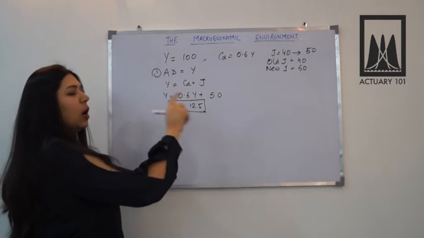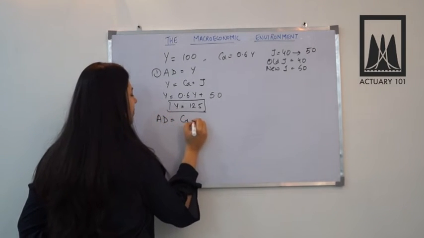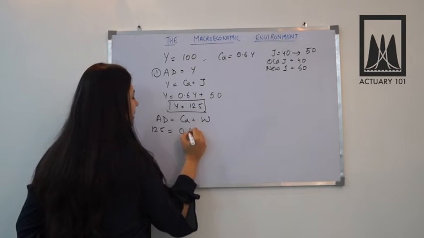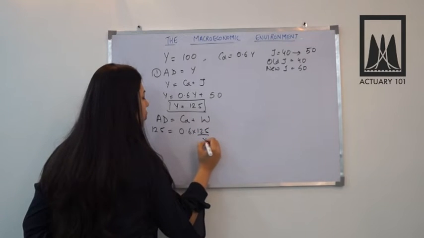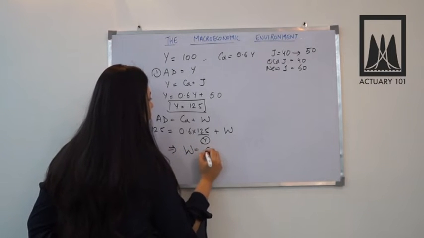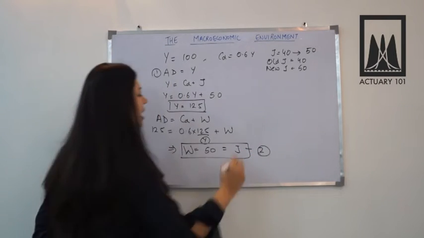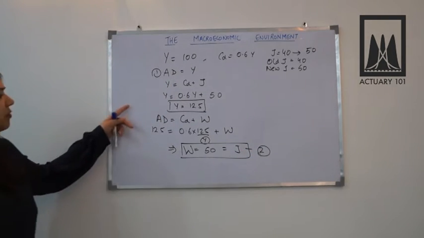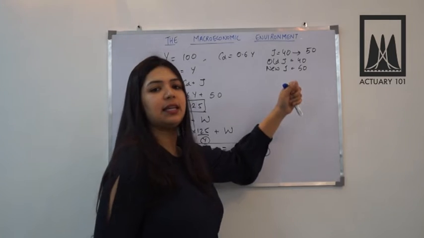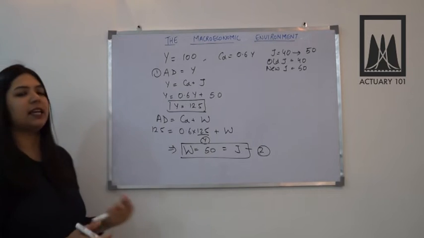Now let's see if this 125 satisfies the second equation. So AD is equal to CD plus W. Now we know AD is equal to 125, which is equal to 0.6 into 125, because Y is equal to 125 here, plus W, and this will again give us that W is equal to 50, which is equal to J. So even the second condition has been satisfied. So this is how we'll find the new level of equilibrium of national income if we have an increase in the injections, or we can say a decrease in withdrawals, or vice versa.